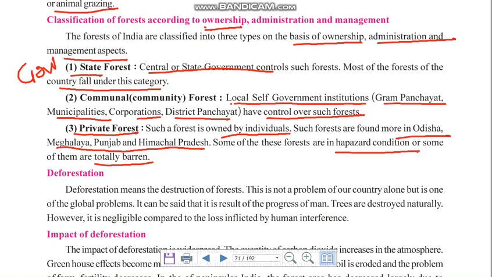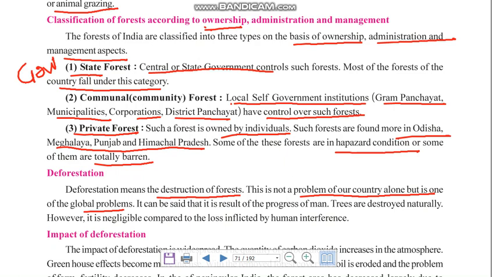The next topic that we are going to study is deforestation. Deforestation means the destruction of the forest. This is not a problem of our country alone, but one of the global problems. Global problem means problems which are faced by the whole world.